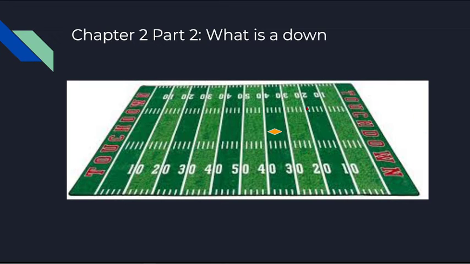What is a down? A down is tries or chances. You have a total of 4 chances to go 10 yards. So we have the football here. This would be on the 30, we'll call that 36. Right? The ball would have to go all the way right here for it to be a first down.